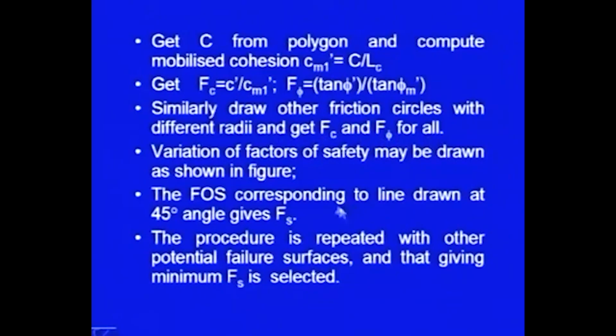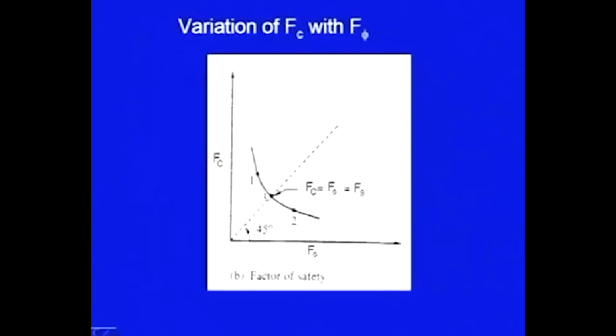Now, the variation of factor of safety may be drawn as shown in this figure. This is the figure we have shown here, it is F phi and F c. So, it is natural that when F phi is low, you need higher F c, and when F phi is high, you need lower F c to keep the wedge in equilibrium.